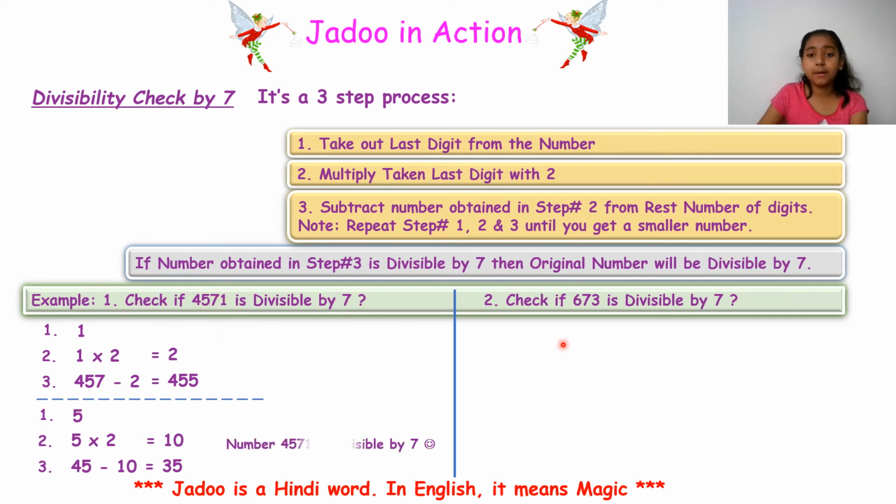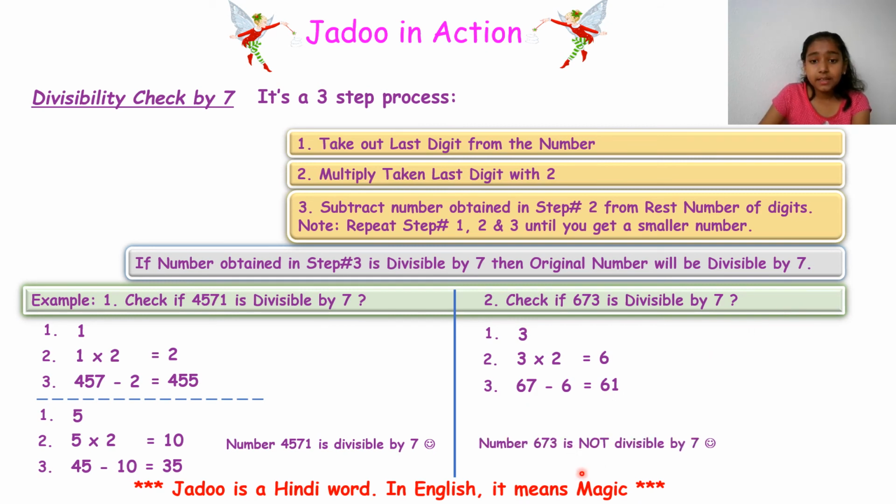Okay, let's take another example. Let's check if this number is divisible by 7 or not. First, we'll take the last digit, so 3, and then we'll do 3 times 2, which is equal to 6. Then we need to subtract it from the rest of the number, so 67 minus 6, which is equal to 61. And 61 is not divisible by 7, right? Yes, it is not. So this number is not divisible by 7.